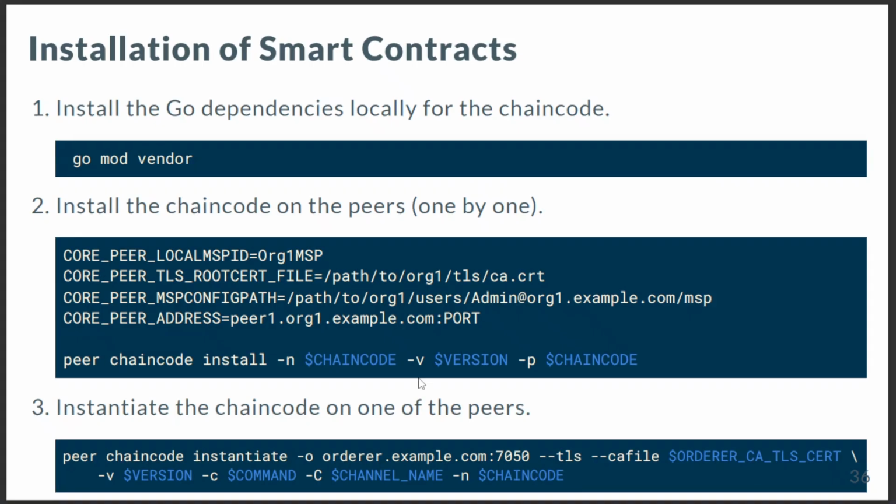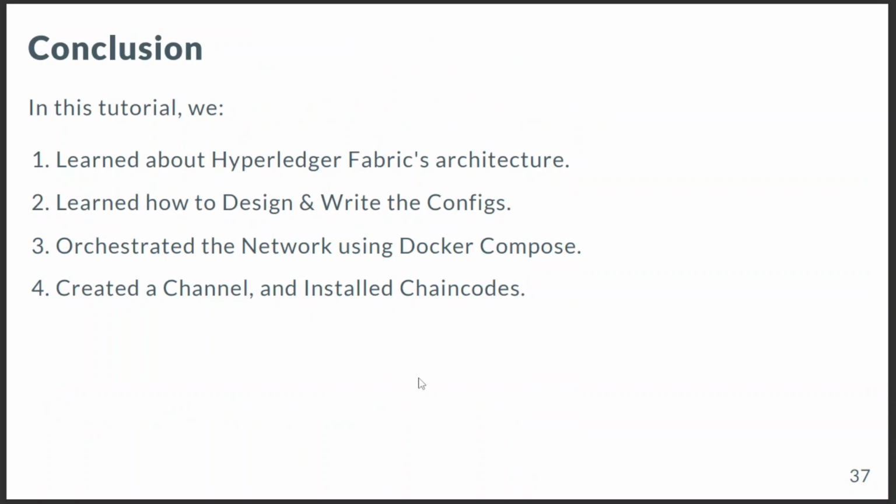So let's continue with the PPT. In conclusion, we learned about the Hyperledger Fabric architecture. We learned how to design and write configurations to make the network up and running. We orchestrated the network with Docker Compose, and we created a channel and installed chain codes.